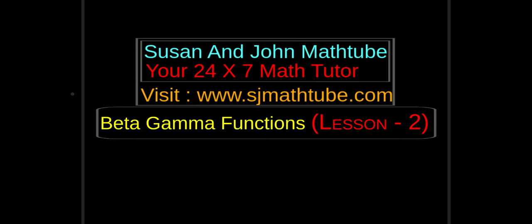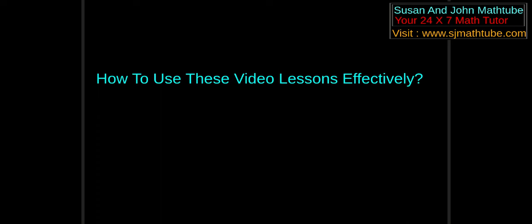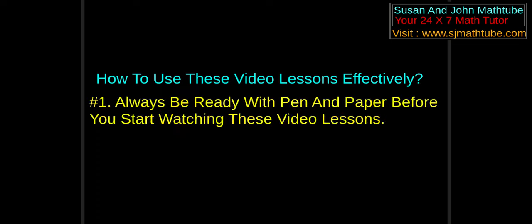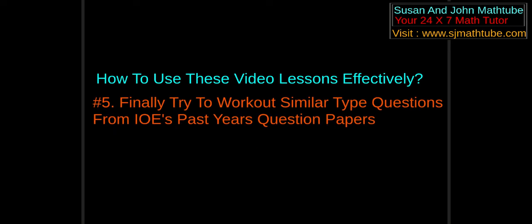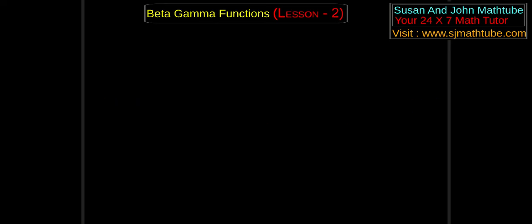This is lesson number 2 in beta gamma functions, and as always the most important question and the 5 important points. Okay, let's start. So in the last video you learned what is the beta integral and the gamma integral. And always remember, m and n in general are kept positive. And then we learned the connection between the beta integral and the gamma integral. And we also learned the reduction formula for gamma integral.